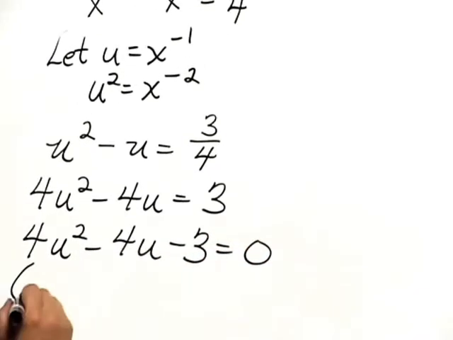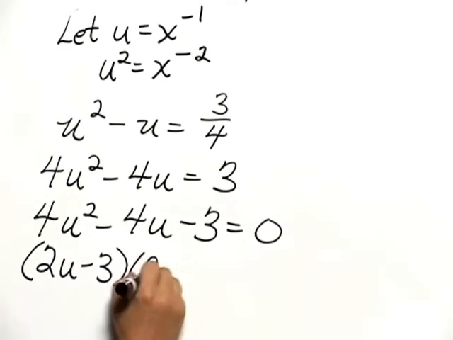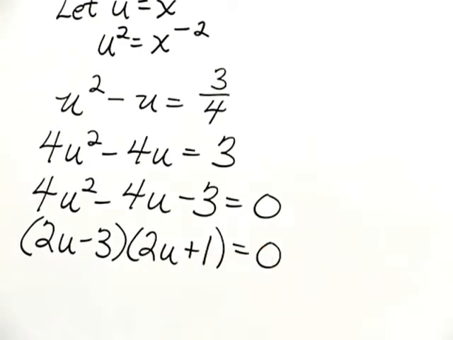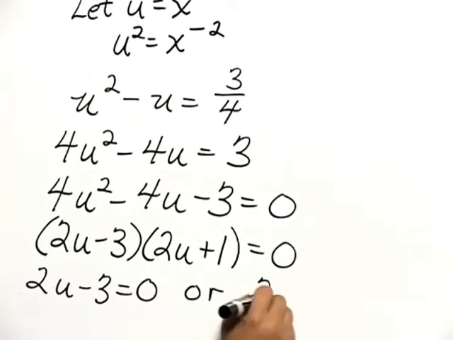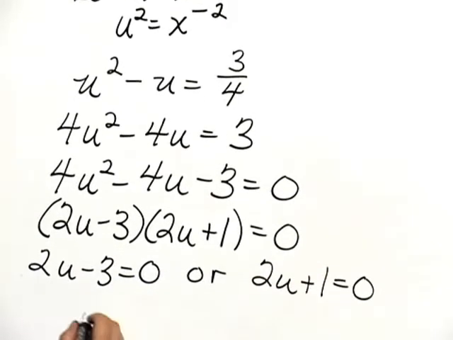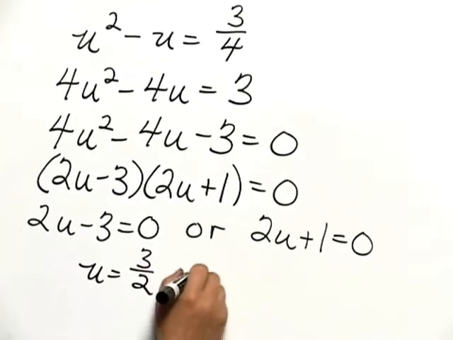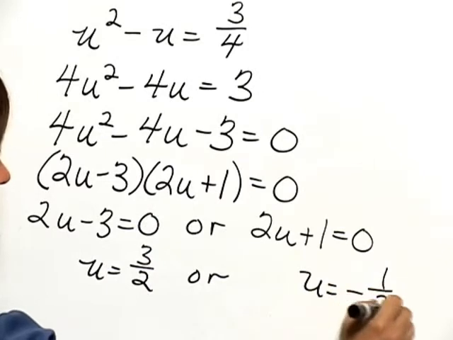And then factoring, we have 2u minus 3 times 2u plus 1 equals 0. Using the principle of zero products, this tells us that 2u minus 3 equals 0, or 2u plus 1 equals 0. In solving for u, we have u equals 3/2, or u equals negative 1/2.